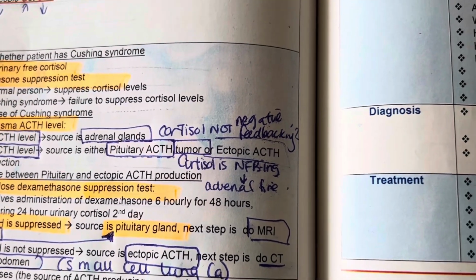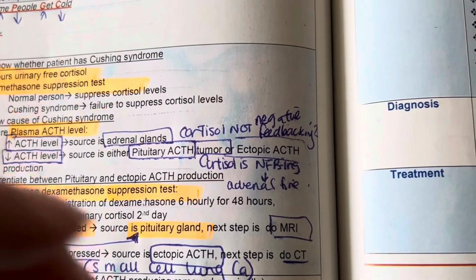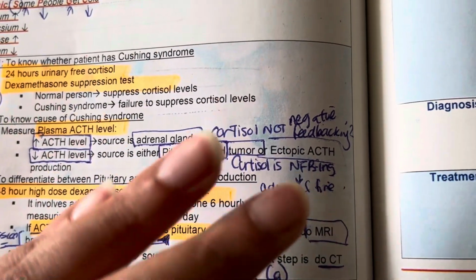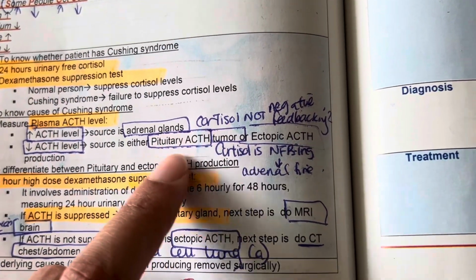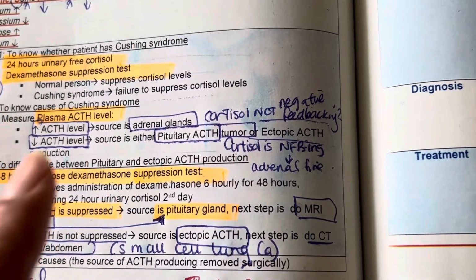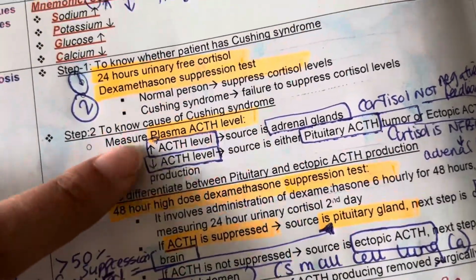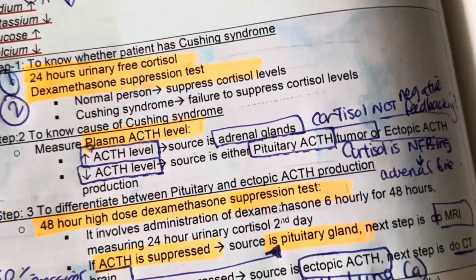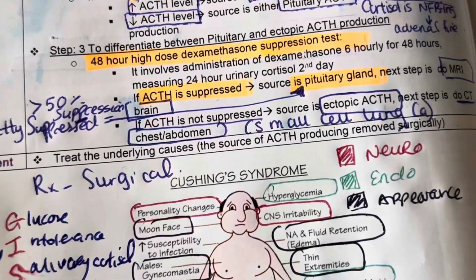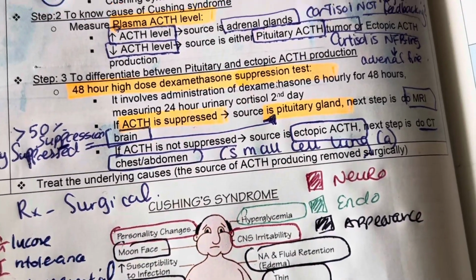Because that molecule of cortisol is not properly inhibiting the receptors on the pituitary gland. That's why it's a pituitary tumor. However, if the ACTH is high, that means it's an adrenal gland tumor. What about the 48-hour dexamethasone test?